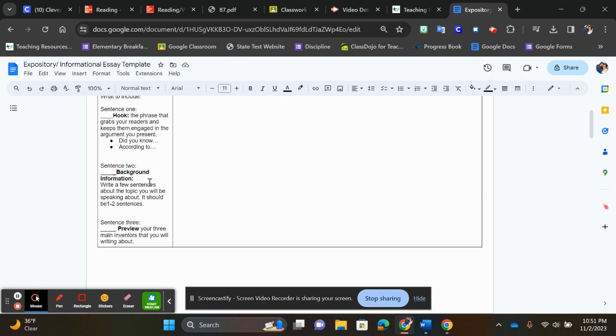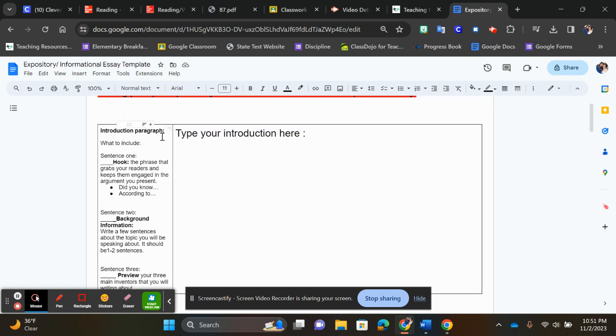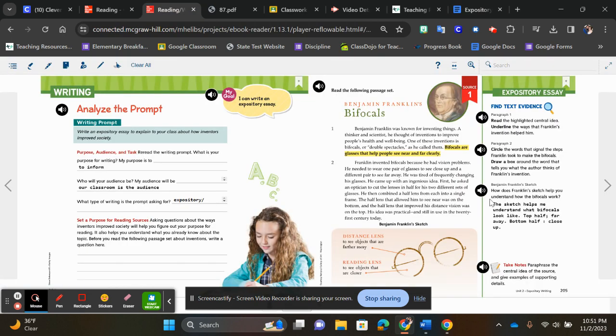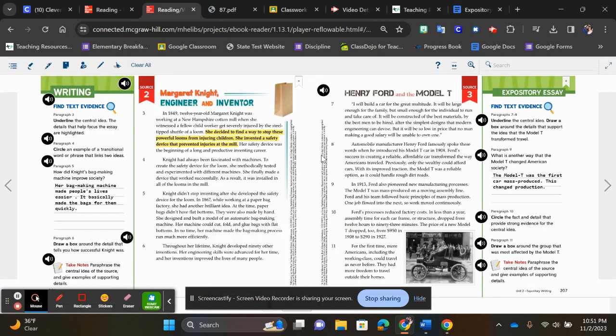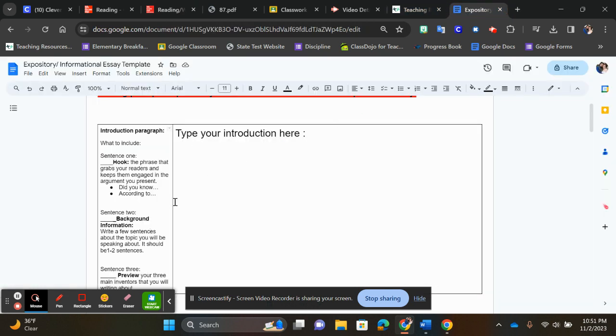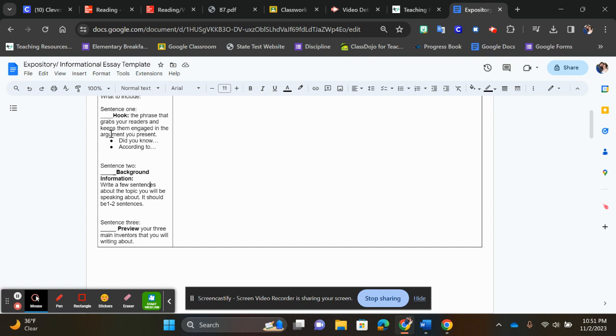This is where you're going to elaborate a little bit about what you've read. You're going to write a few sentences about the topic that you are going to inform your reader about. So you're going to give them a couple sentences, 1 or 2, about what you've read. What did you read about with Henry Ford, Margaret Knight, and what was our focus with her informational text? And then the sentence 3, and again, this is just roughly how many sentences. You could have more than that, and that's totally fine.